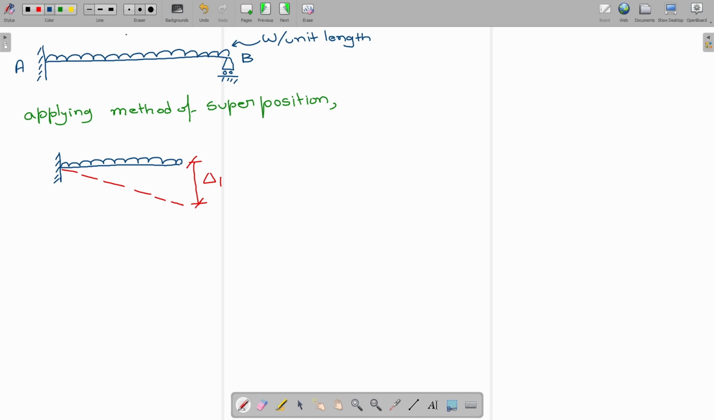Now suppose this span is L. Forgot to consider this span. This is span L. This point is B. This is A. So delta 1 is given as load intensity W, length to the power 4 by 8 EI. Okay. Since it is downward direction, it is negative.